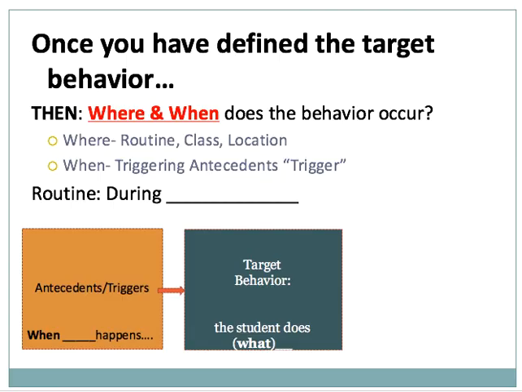Okay, so once we get past target behavior, now we're going to look at the where and when does the behavior occur. So the where would be the routine: what was the class, what's the location of the behavior happening, okay? And the when would be the triggering antecedent, like what triggered the behavior. So the when in this case is not time of day, although time of day is very important when you're figuring out patterns of behavior. This when is really more what triggers the incident, what triggered the behavior, okay?